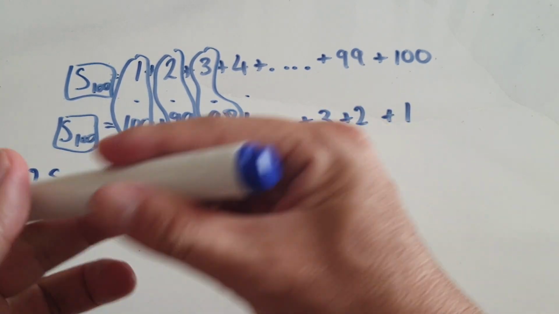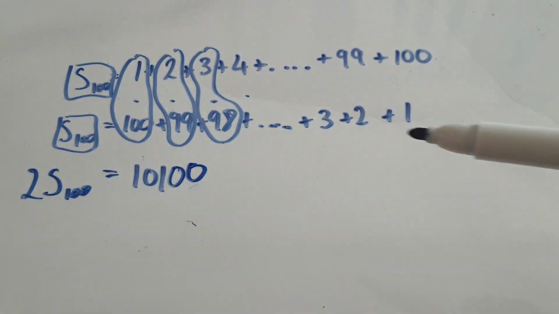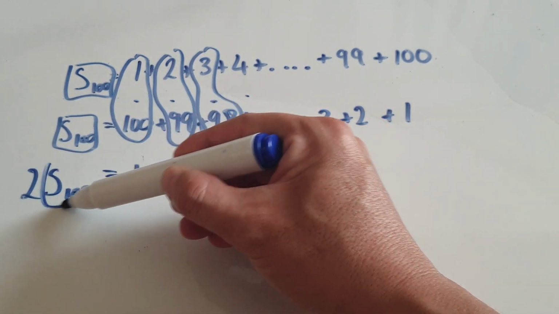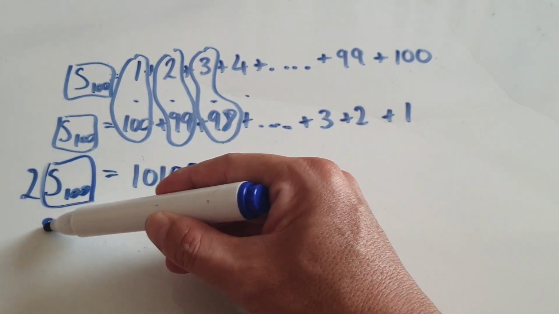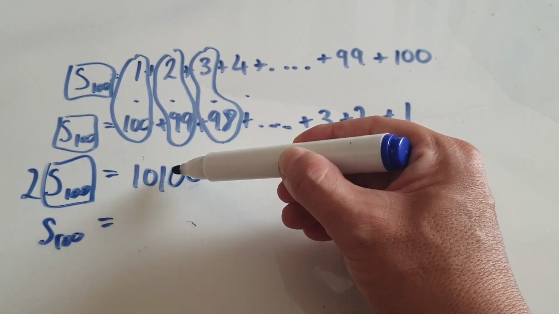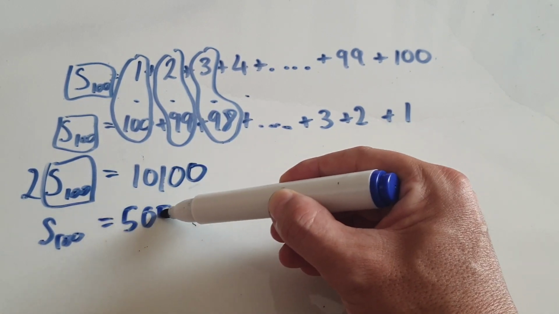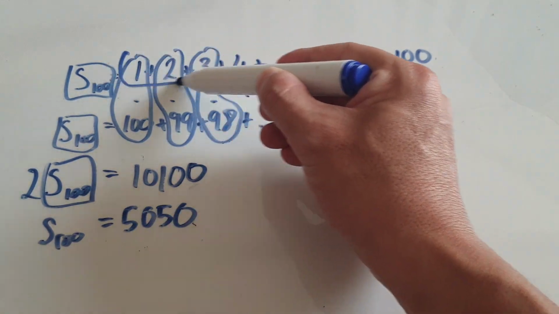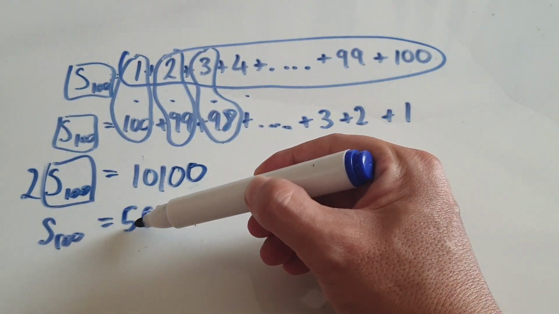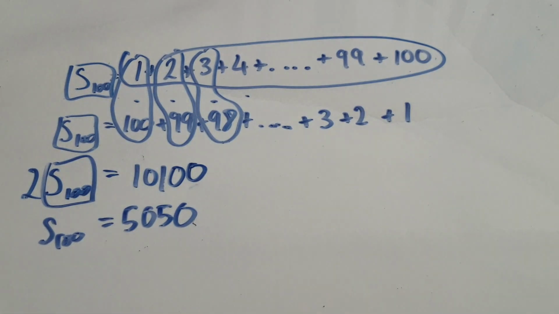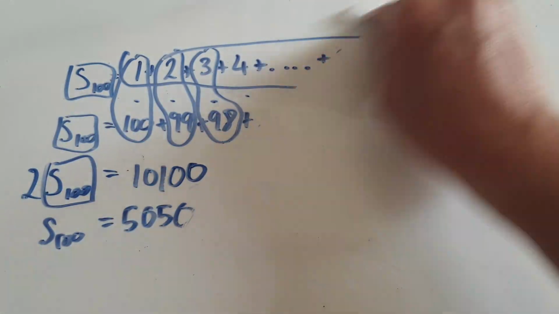times 100 would be me sticking 2 zeros there. So now if you want to get S100, S100 will be this number divided by 2, which will be 5050. So add up all of these, it comes up to 5050.